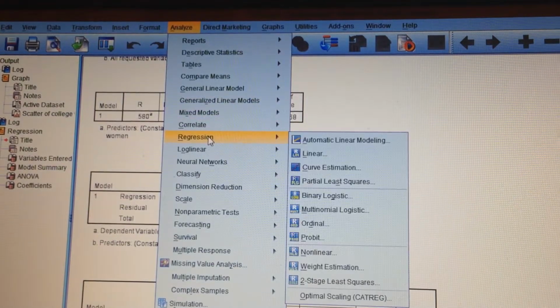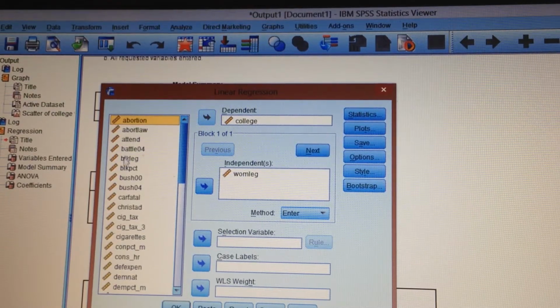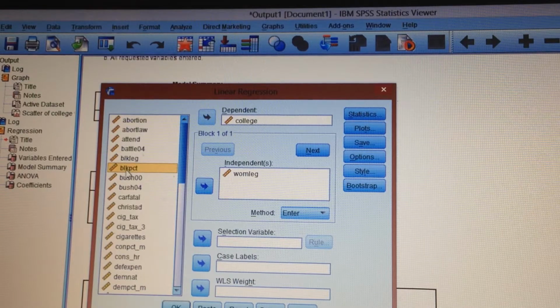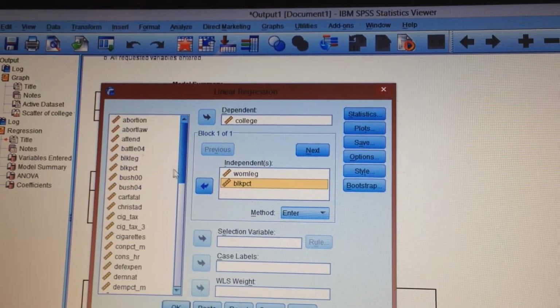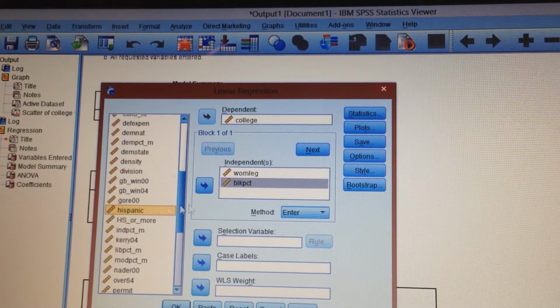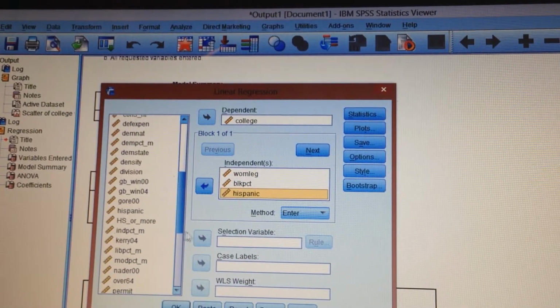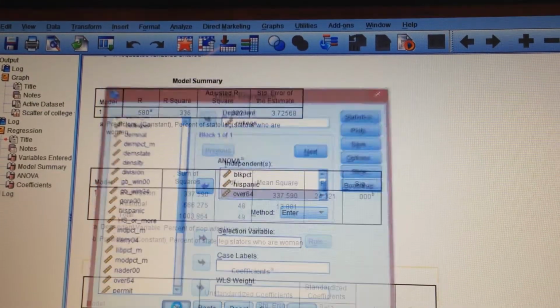So, I'm going to go to regression, to linear. And now, I am going to add in a couple more factors that I think may impact the level of a state's population that has gotten a college degree. I'm going to throw in the percentage of African American residents, the Hispanic, and elderly. All right. Now, then we hit OK.